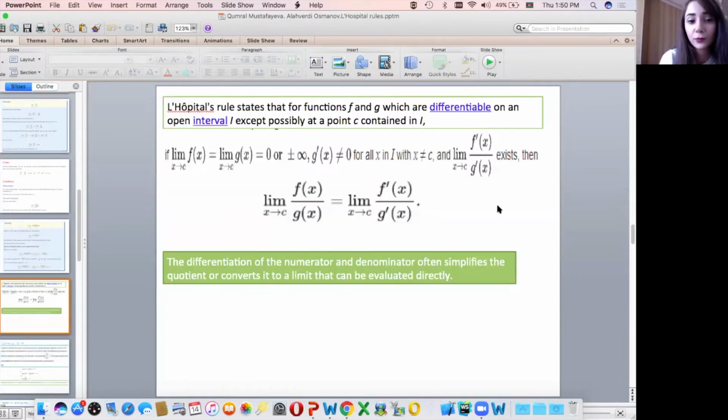L'Hopital's rule. Do you see the screen? Can you see the screen? Yes. Please read from the screen.